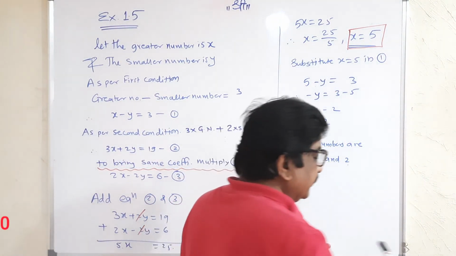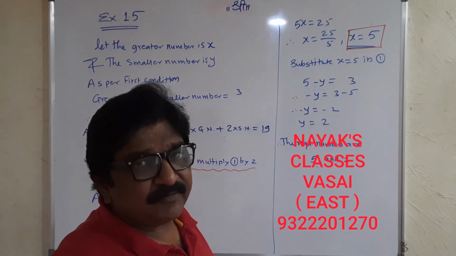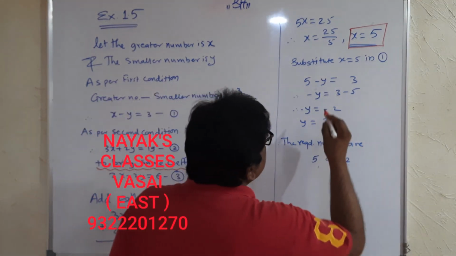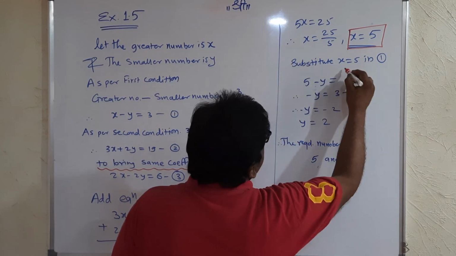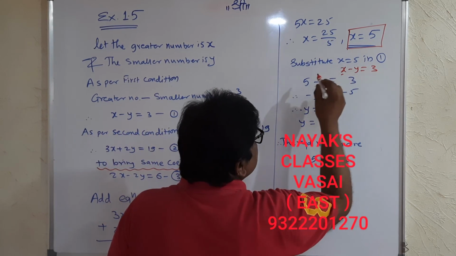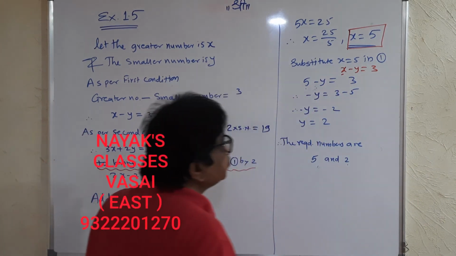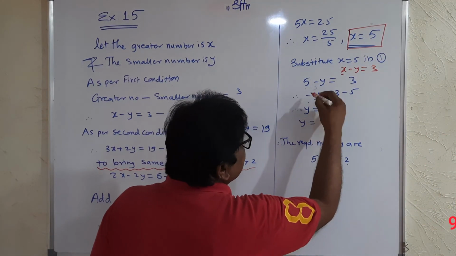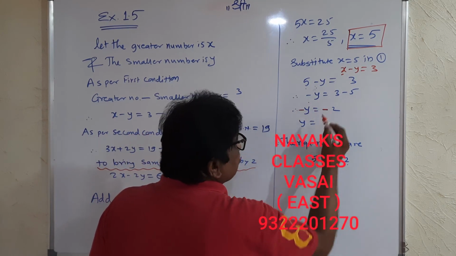From there, putting that value of x in any equation, but easy one is first one. So substitute x is equal to 5 in equation 1, which is x minus y is equal to 3. So x is 5. 5 minus y is equal to 3. After solving, we got minus y is equal to 3 minus 5. So minus y is equal to minus 2.